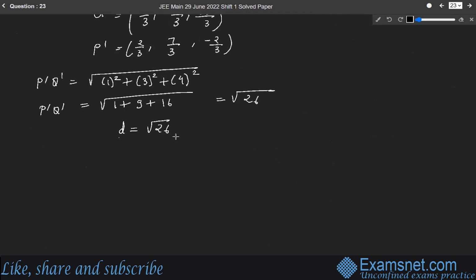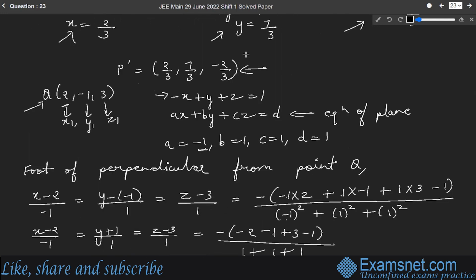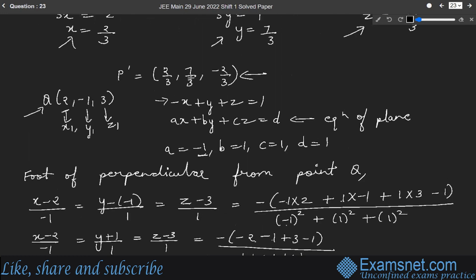Okay. So if D is under root of 26, then D square will be under root of 26 into under root of 26. So it will be equal to 26. Whenever we multiply any same number which is under root, it gives the number itself. For example, root 2 into root 2 gives 2. Root 3 into root 3 gives 3. So similarly, root 26 into root 26 will give 26. So the value of D square is equal to 26. Hence, the correct answer for this question is 26.